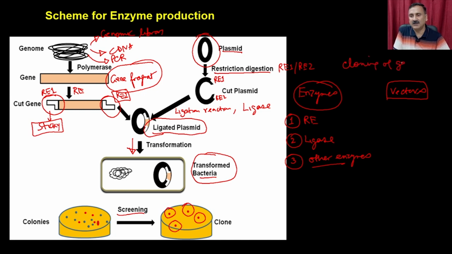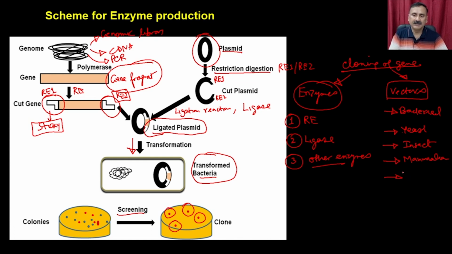So cloning of a gene requires information about the enzymes you are going to use for the cloning, and the different types of vectors. You can have the vectors as per the host. So you can have the vector for the bacterial system, the vectors for the yeast system, the vectors for the insect cell lines, the vectors for the mammalian system, and you can also have the vectors for the bacteriophage. So these are the two important things which we could discuss in order to perform these reactions.